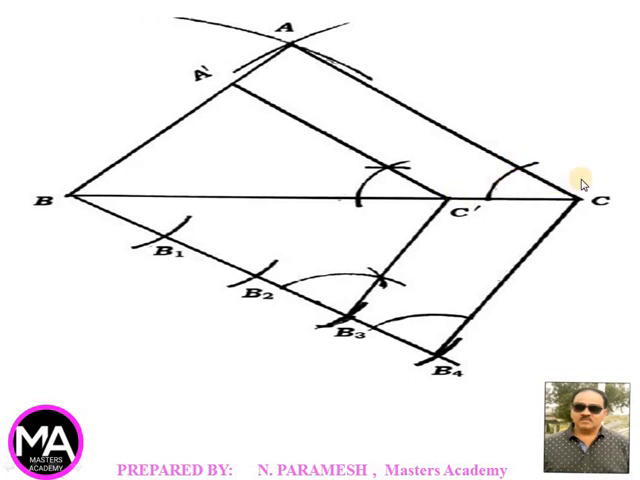In the same way, at point C, draw an arc, same measurement at point C dash, draw the arc, measure this and cut, then join that to A dash C dash, that is parallel to AC. B4C is parallel to B3C dash. Therefore, the new constructed triangle is A dash B C dash.